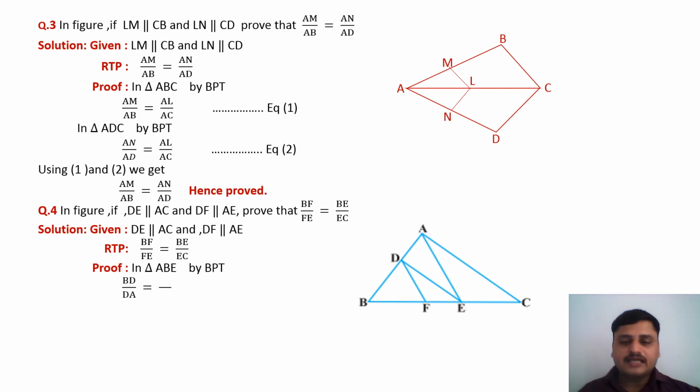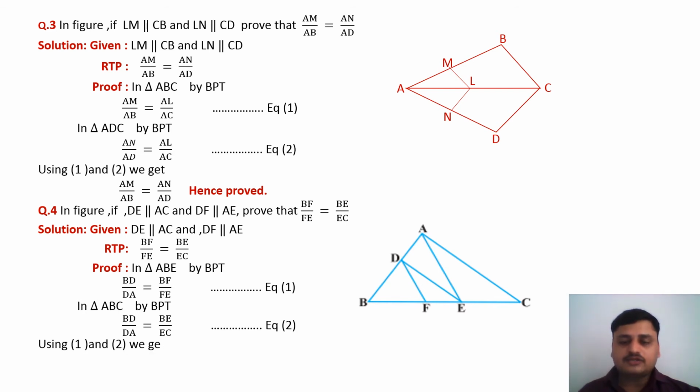So we will take triangle ABE, as it is given that DF is parallel to AE. By BPT we can say that BD by AD is equal to BF by FE. In the same way, in triangle ABC we will use BPT: BD by DA is equal to BE by EC, because DE is parallel to AC. Using first and second, BD by DA will be cancelled. So BF by FE is equal to BE by EC. In this way we prove this question.